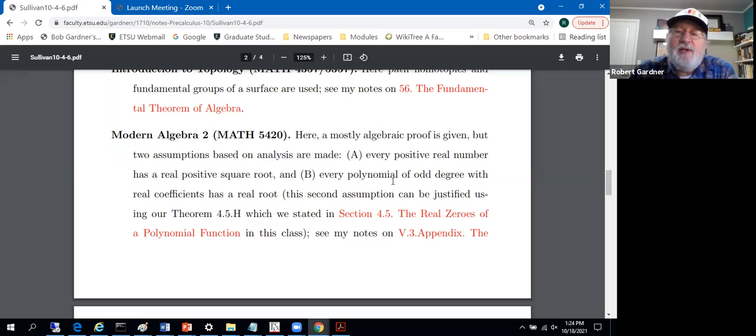It also requires that every polynomial of odd degree with real coefficients has a real root. You give me those two results from outside of what's traditionally referred to as algebra, and based on that, we can produce an otherwise purely algebraic proof of the fundamental theorem of algebra. And this idea that a polynomial of odd degree with real coefficients has a root, we've mentioned that before. Our theorem 4.5.h dealt with that.